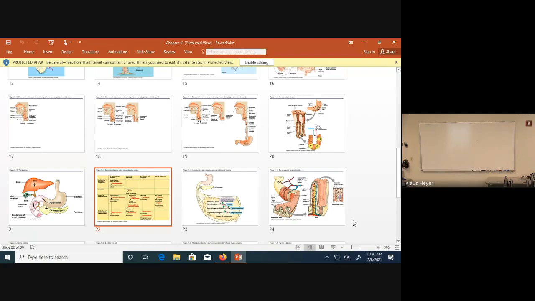I'll ask the same question about the small intestine. We're not there yet, I haven't talked about it, but what is the function of the small intestine? And how is the small intestine adapted to perform that function? What's so special about the small intestine that it's able to absorb? I haven't discussed that yet, I'll do that next class. That's two questions.